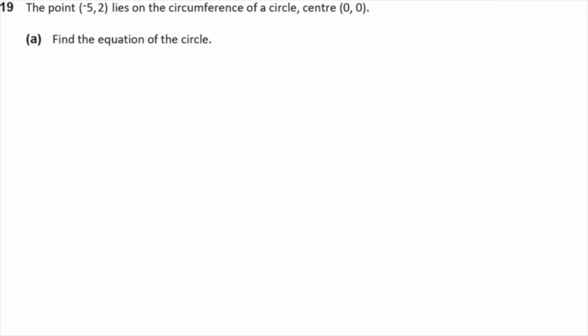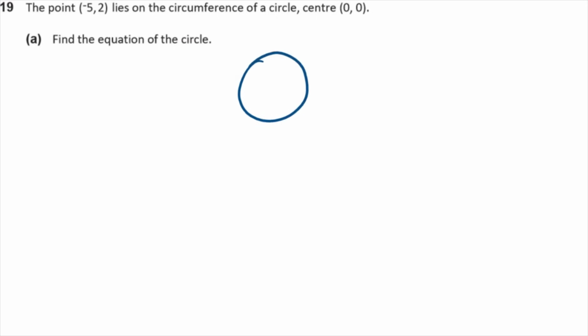The point -5, 2 lies on the circumference of a circle, center O. Find the equation of the circle. Okay, I'm going to quickly draw this. I'm not excellent at drawing circles freehand, but no, that was quite appalling. Let's try that again. Okay, that one isn't too bad.